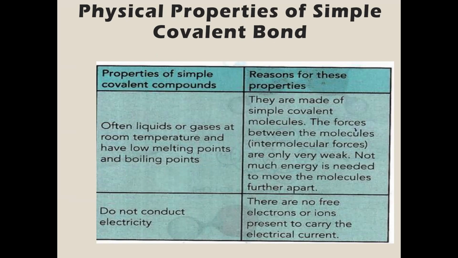So these are the physical properties of simple covalent bonds. Covalent substances are usually found as liquids and gases at room temperature, and they have a low melting point. When we look at gases like oxygen, nitrogen, and hydrogen, they exist in the form of diatomic molecules, and each diatomic molecule has a covalent bond in between. What is the reason for this property?